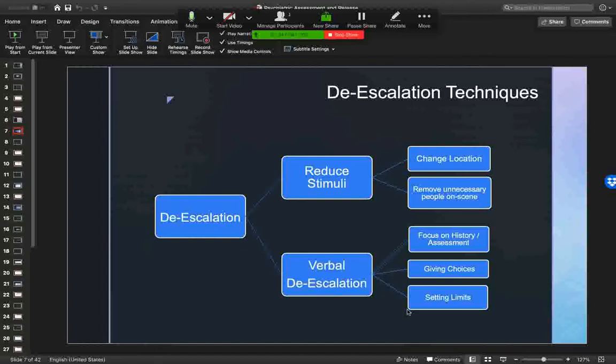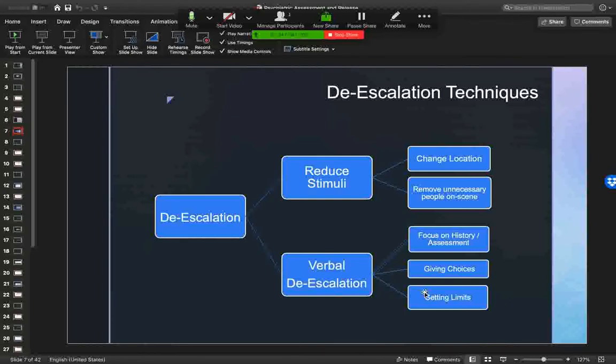Okay, and then setting limits is the last one. As you can see, this is kind of an escalation. Focusing on history and assessment, we're just talking to them. Now we're setting limits. This is saying, listen, you cannot yell and scream in the library. We are going to remove you from the situation, whether it's by choice or not. And if it's not, then that's going to be the police department. So you cannot yell and scream. We have to go. This is how we're going to do it.